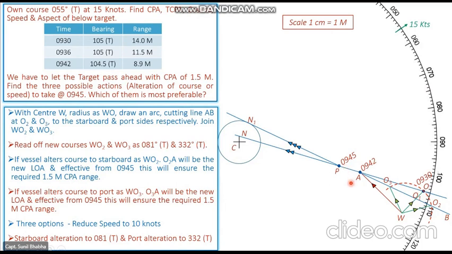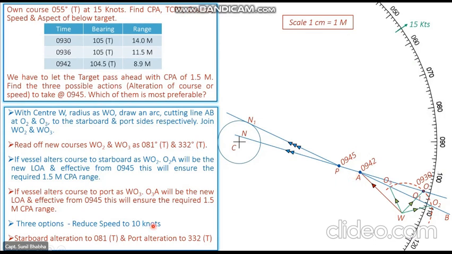Now out of the remaining two possibilities, that is alteration to starboard and reduction of speed, whenever the ship is out in open sea and we have good visibility, in this case there is no mention of any restricted visibility, so we assume there is good visibility, alteration of course is always preferable to a reduction of speed. One, it is easier to do, and second, it will be readily apparent to the other vessel.